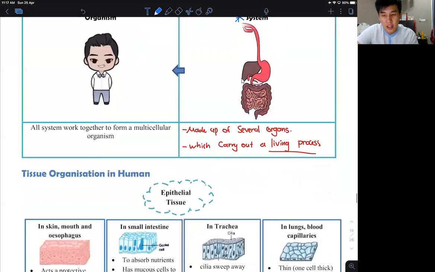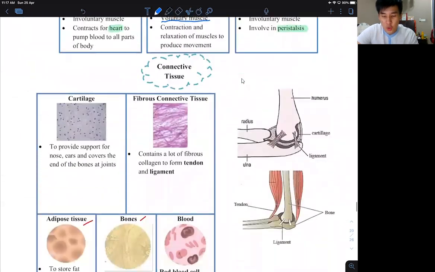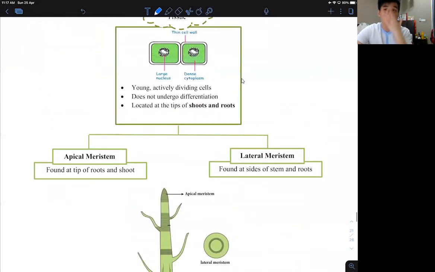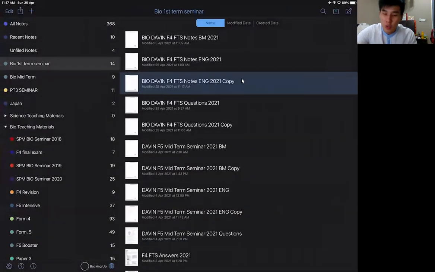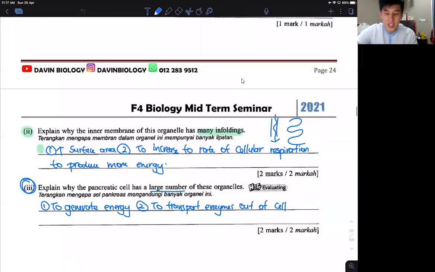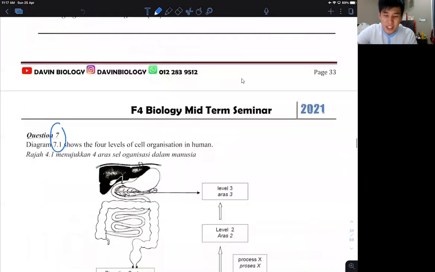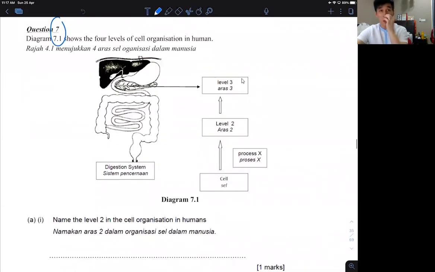Okay, so for this one, now we just do a quick question. So for plants, when you go through yourself, we don't have time to go through plants already. So I'll show you, for example, what kind of question you get for this kind of part. Something like on page 34, this one.